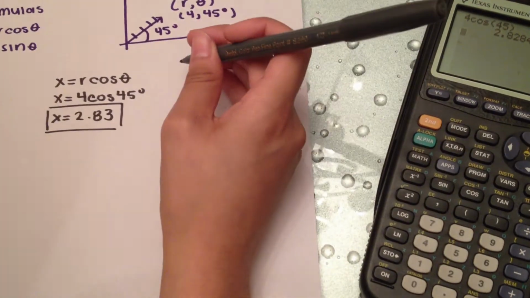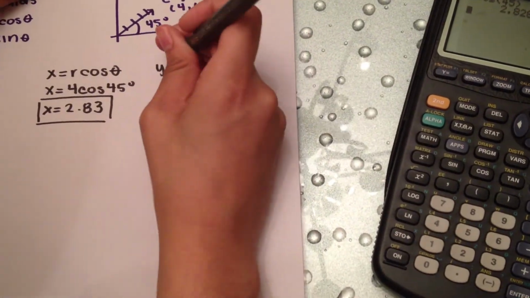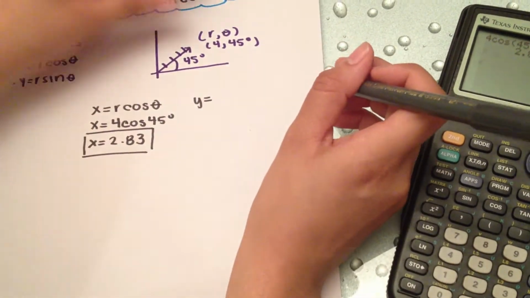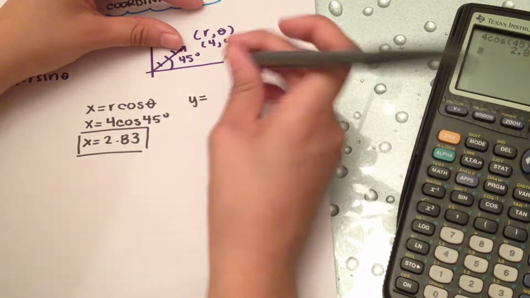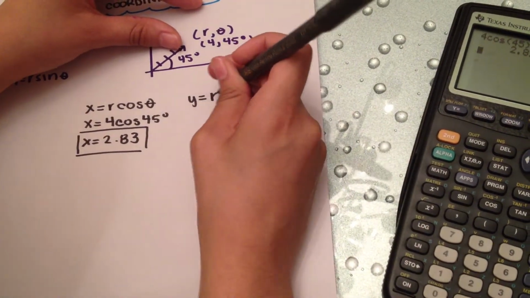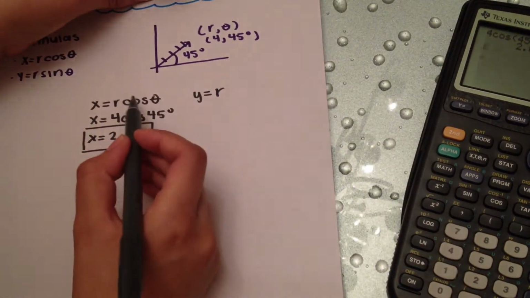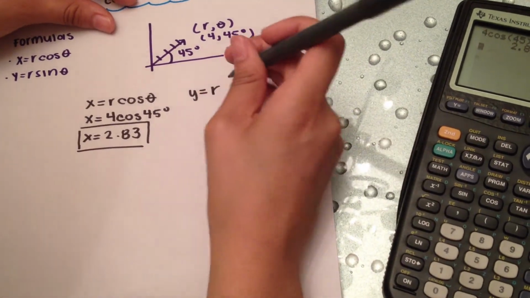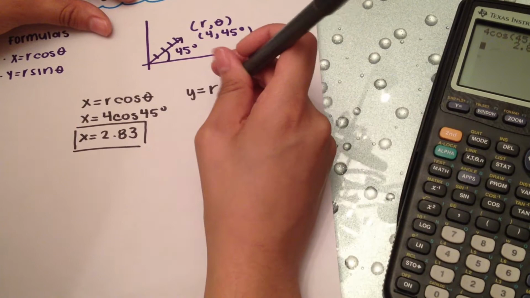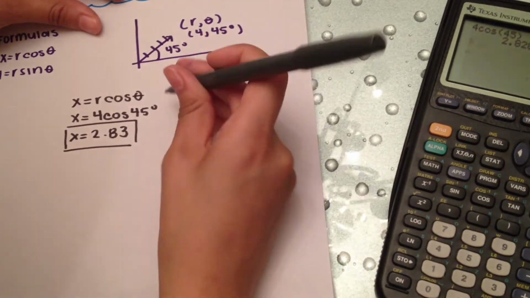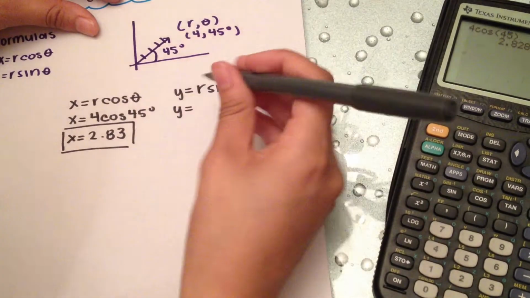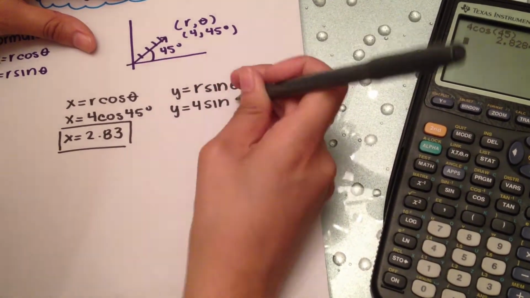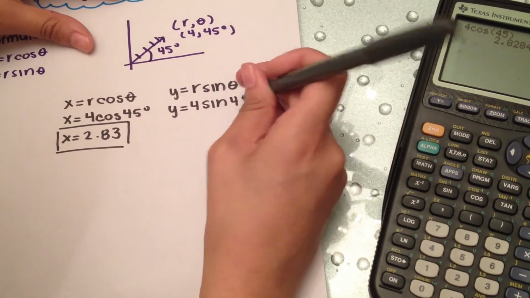Now to find our y value, we're going to do the same thing as we did to find our x value. The only difference is that instead of using cosine, we're now using sine. Our equation is y equals r sine theta. Now we're going to use the 4 that we're given, sine, and the 45 degrees that we're given.